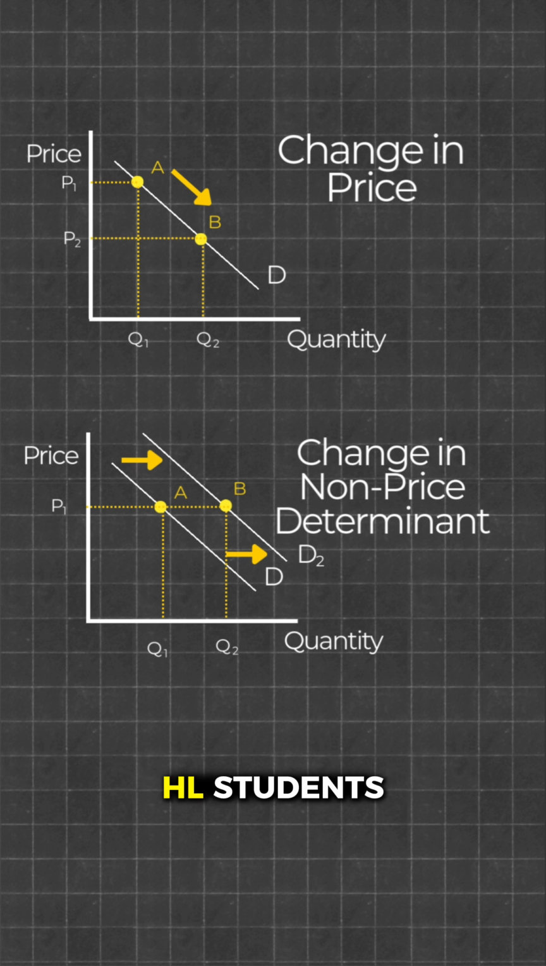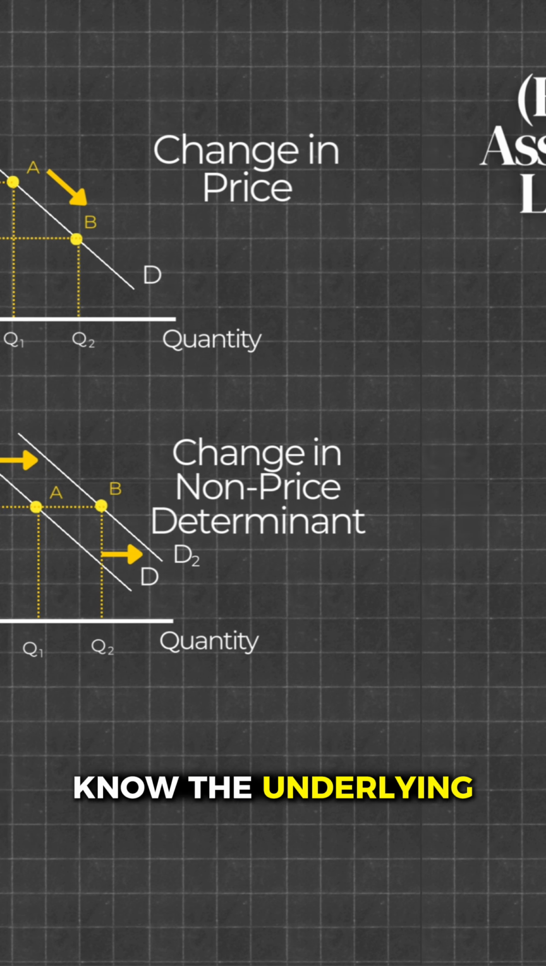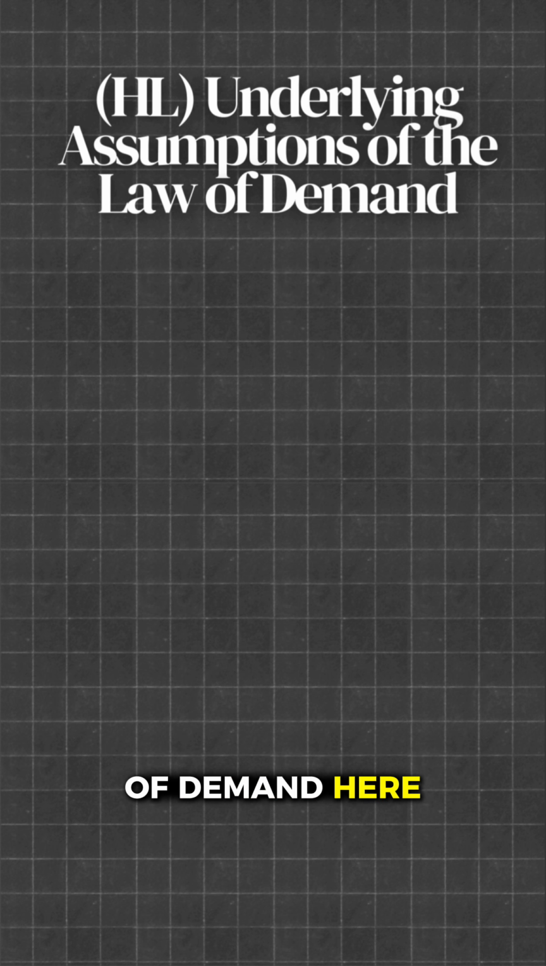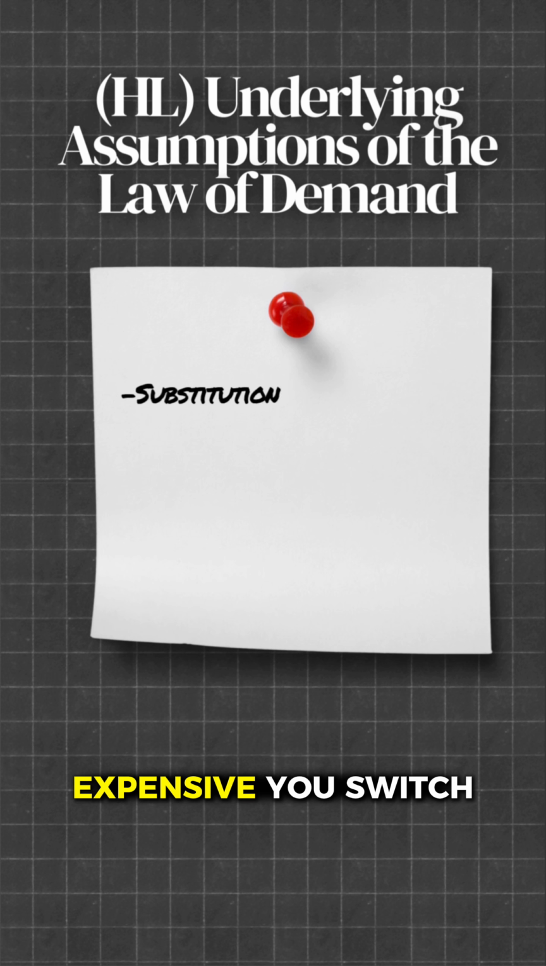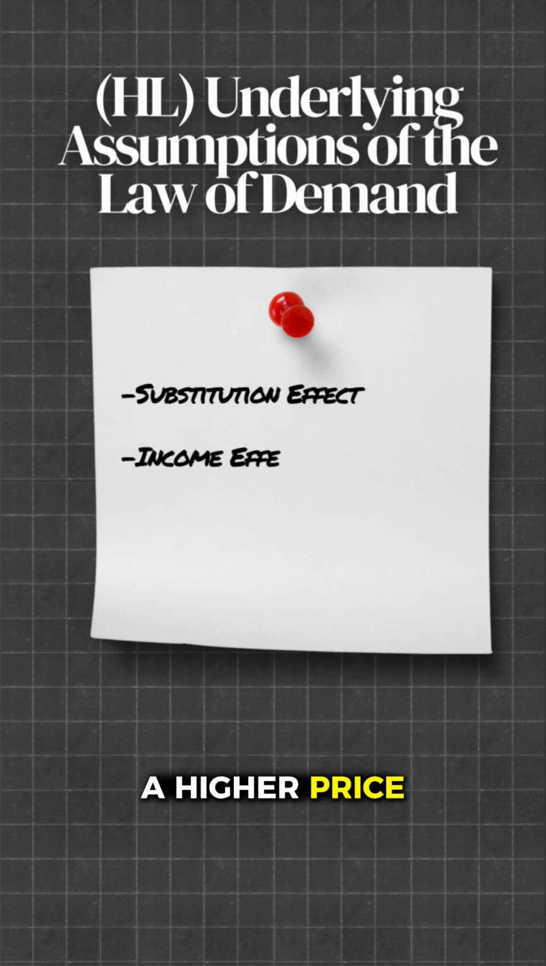And for you HL students, you need to know the underlying assumptions of the law of demand. Here we go. First, the substitution effect. If pizza gets expensive, you switch to burgers. Second, the income effect. A higher price feels like your money buys less, so you cut back.